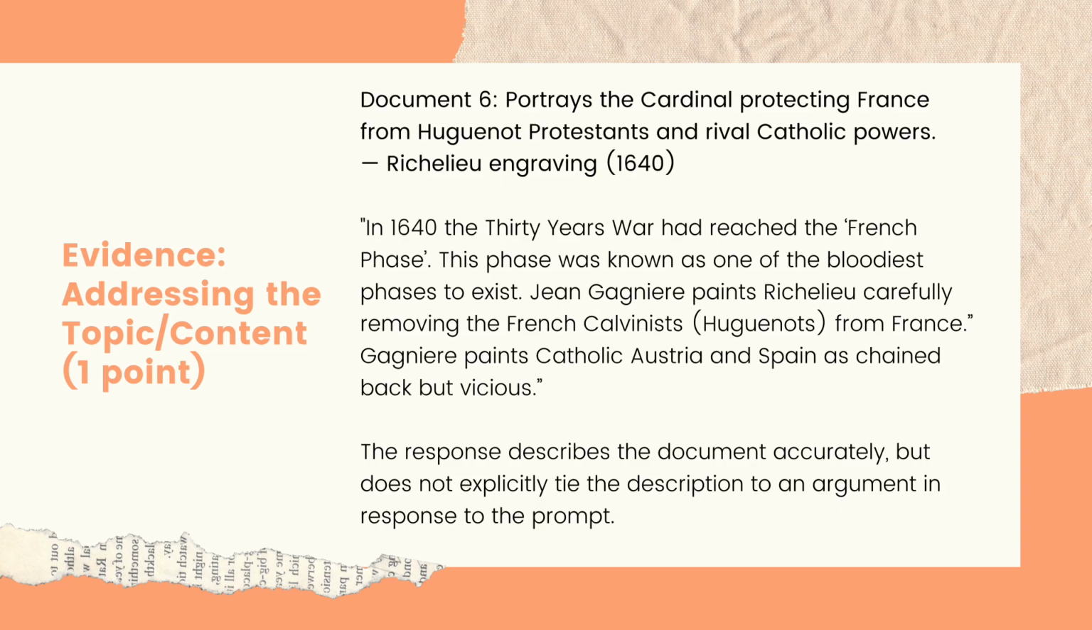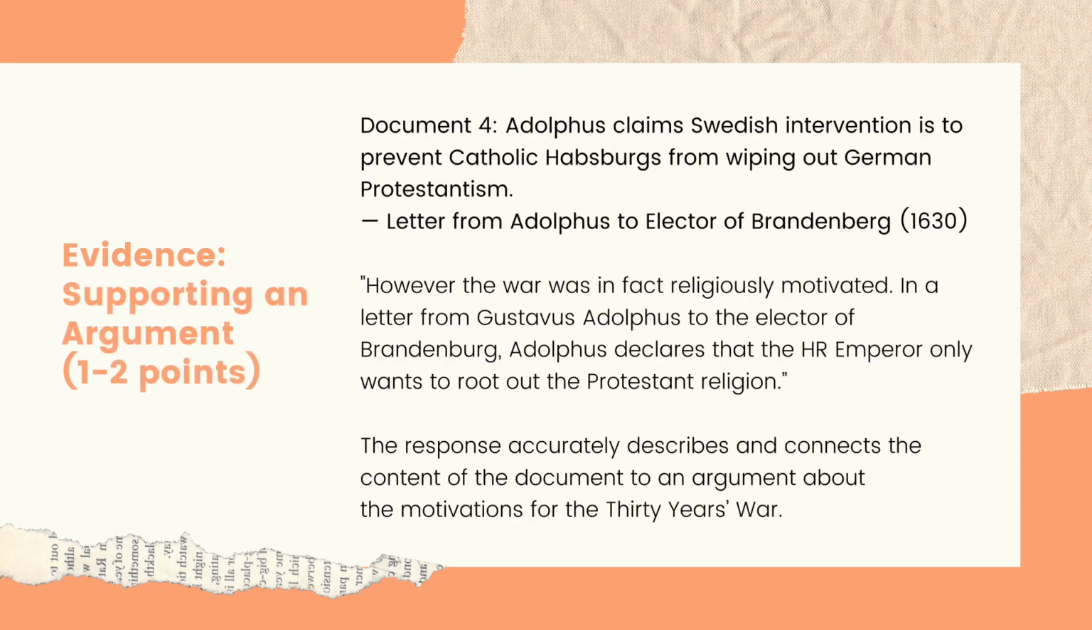Remember, to earn 1 point, you have to describe 2 documents. Not quote them, describe. Moving on to evidence that supported an argument, this earned full credit. Document 4, this is a letter from Adolphus to Elector Brandenburg in 1630. Adolphus claimed that Swedish intervention is to prevent Catholic Habsburgs from wiping out German Protestantism.